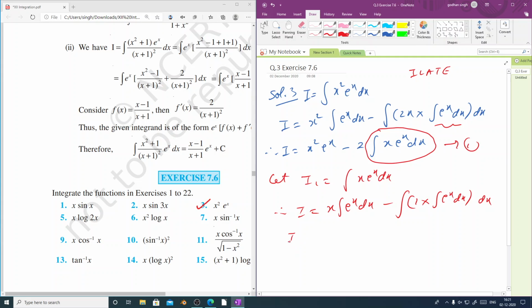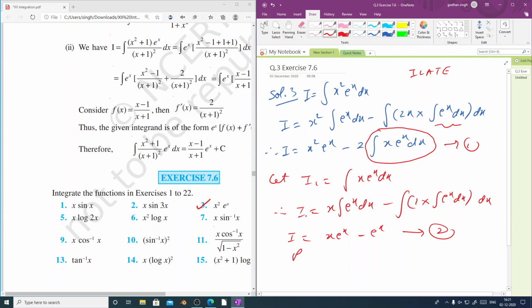So this will give us I equal to x into e raised to x minus, and here when we integrate e raised to x, we will be getting e raised to x into 1, there is e raised to x, and then again integrating second time e raised to x with respect to x, we will be getting e raised to x, and let this be say 2.